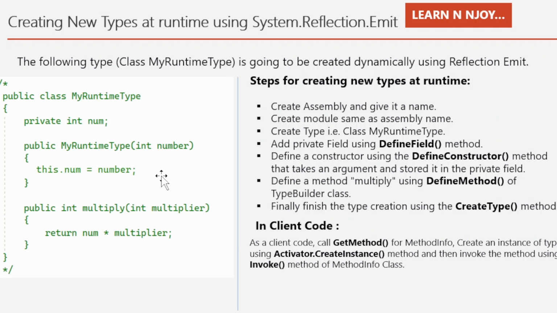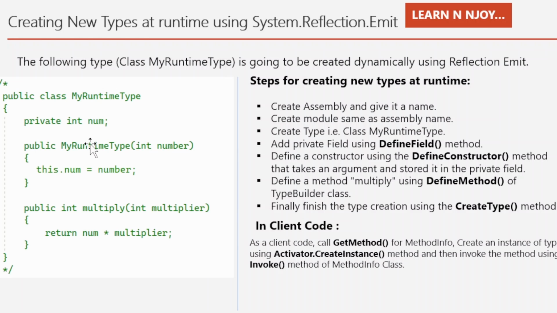This num is equal to number. And then it has one method, Multiply, that accepts an int multiplier, right? Then it is just multiplying num into multiplier and giving the result of the int data type, right? So that is the class that I want to create. I mean, a similar structure I want to create with the help of reflection at runtime. How can we create it?